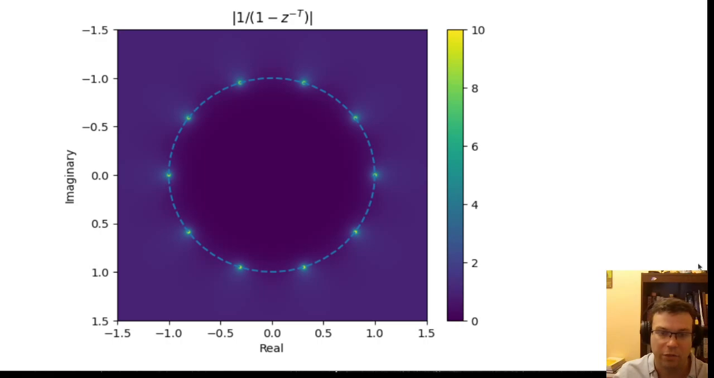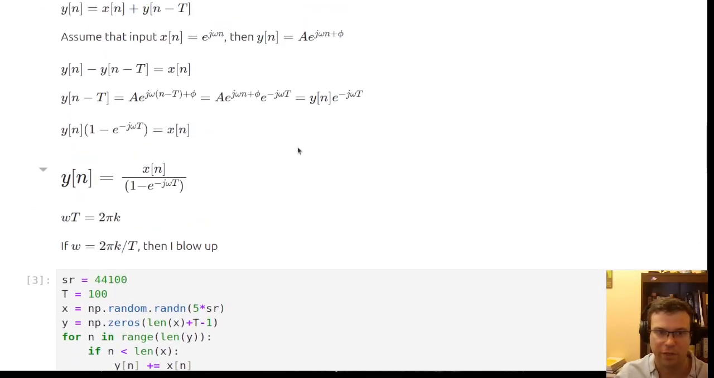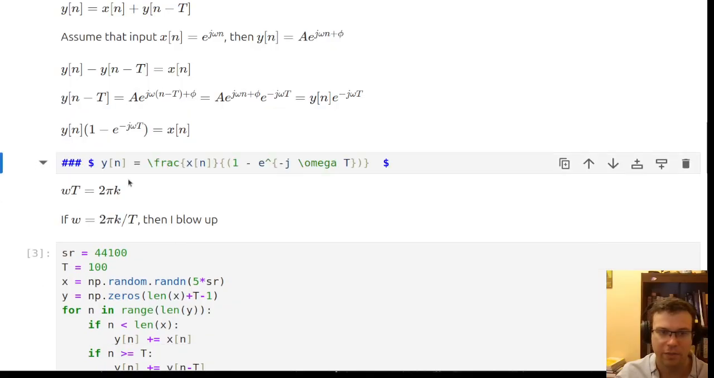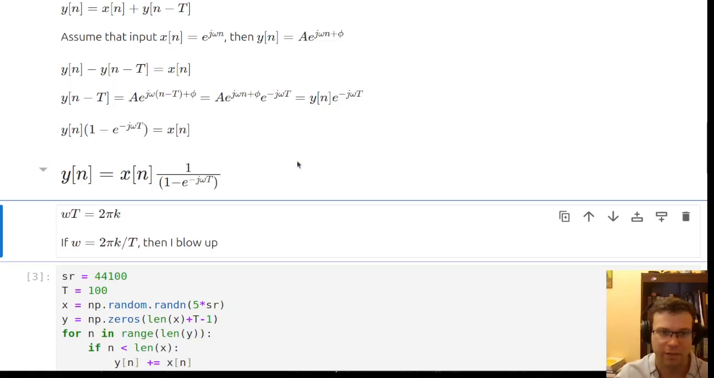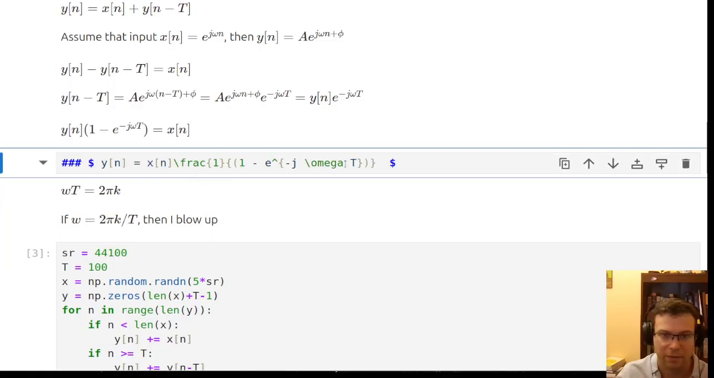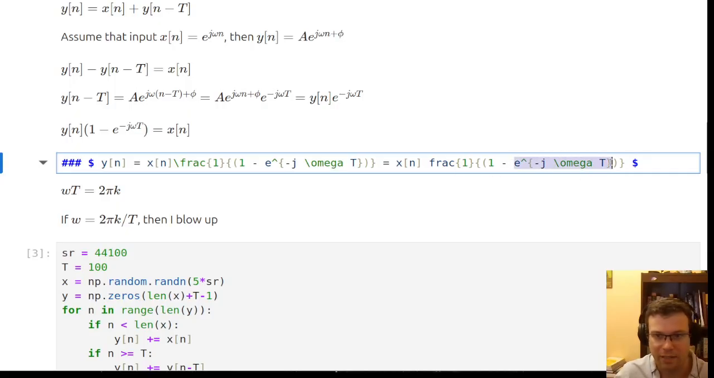Okay, so here's a picture I get of plugging in an arbitrary z into the magnitude of this, what we call the transfer function, right? So I came up with this equation here. I'm saying y of n is equal to, really I can put it on the outside here, x of n times 1 over this. So I can study this by itself. And this would be, in general, 1 minus z to the negative t. So let me write that here. That would be x of n times the fraction of 1 over z to the negative t.